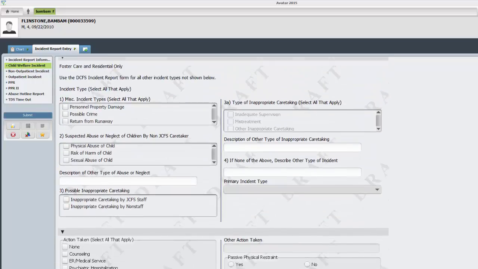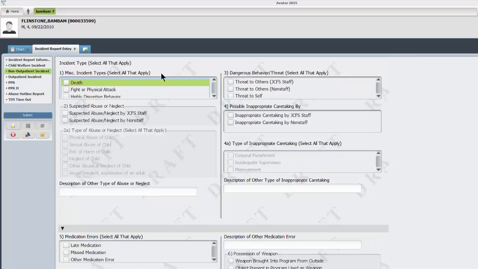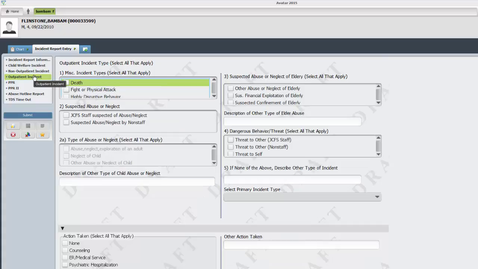Because this was not a client in foster care or residential, we will actually use the outpatient incident. But let me point out that you could also use the non-outpatient incident. So here's the outpatient incident, which would be appropriate for this client. And we're going to say that Bam Bam's displayed some highly disruptive behavior. There was no suspected abuse or neglect, so I don't need to specify that here.